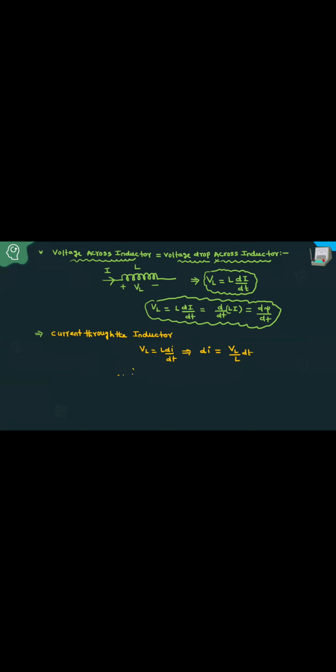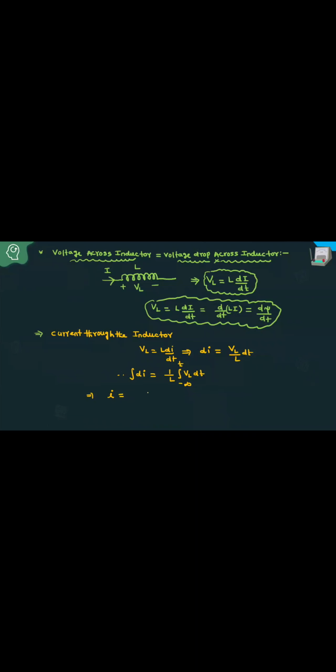To get the current, integrate both sides. Integral di equal to 1 by L into integral VL into dt, taking limits from minus infinity to t. Why are you taking this minus infinity? Because it is an energy storage element. Let's assume that already there is some initial current in the inductor. Then if you integrate this, how can you write, friends?